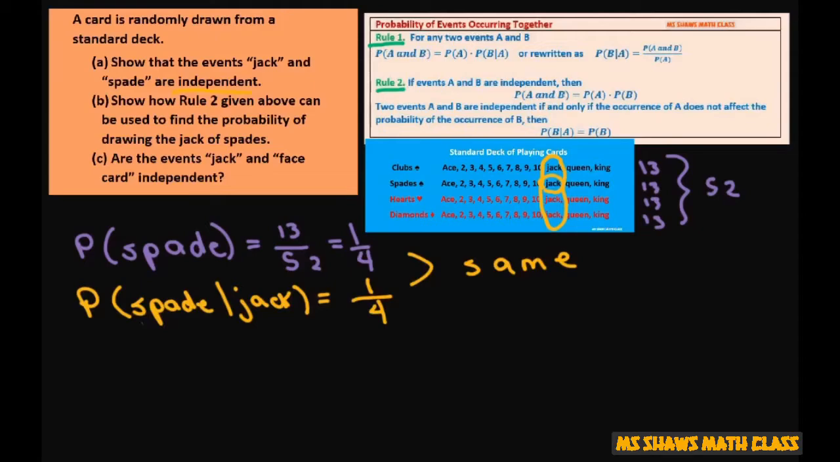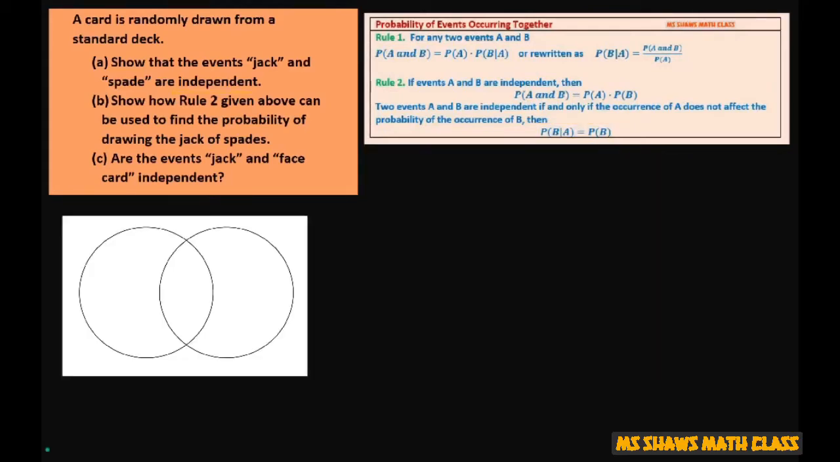So basically we're looking at this. We're letting B be the spade and Jack be the A. Since they're the same, that means they're independent. Now we're going to show how rule 2 can be used to find the probability of drawing the Jack of Spades. Think of drawing the Jack of Spades as a simultaneous occurrence of events Jack and Spade.